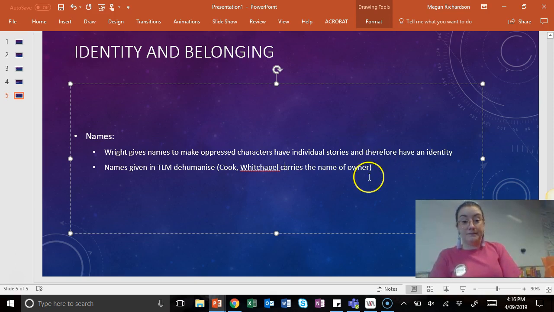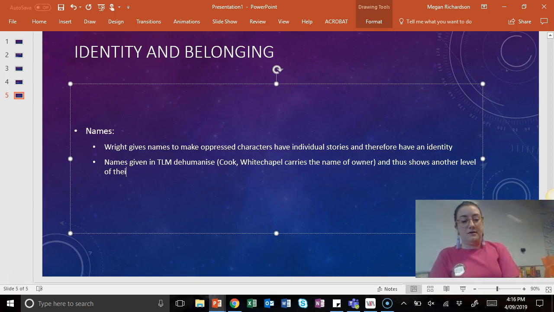Yeah, definitely. Wasn't it Murray River? Yeah, George Street. And giving them white names also makes them less belonging, because they've got European names, yet they don't fit in the society and they're not white. Names given in The Longest Memory dehumanize, and thus show another level of the character's dispossession.